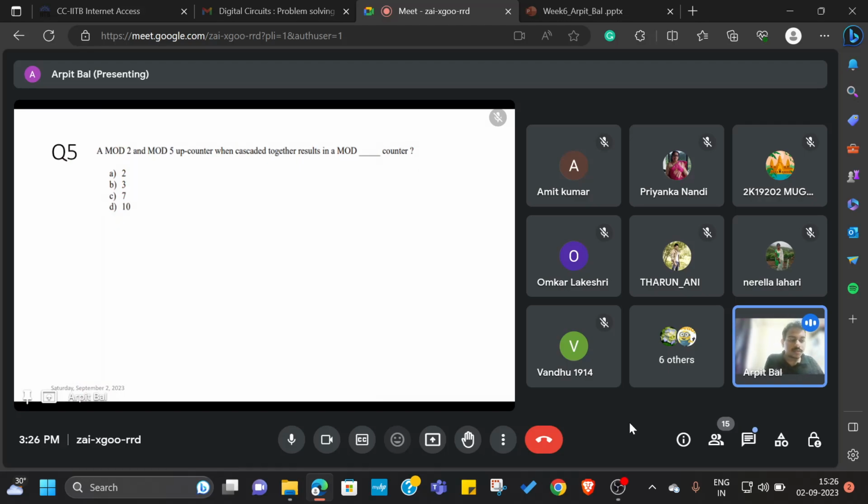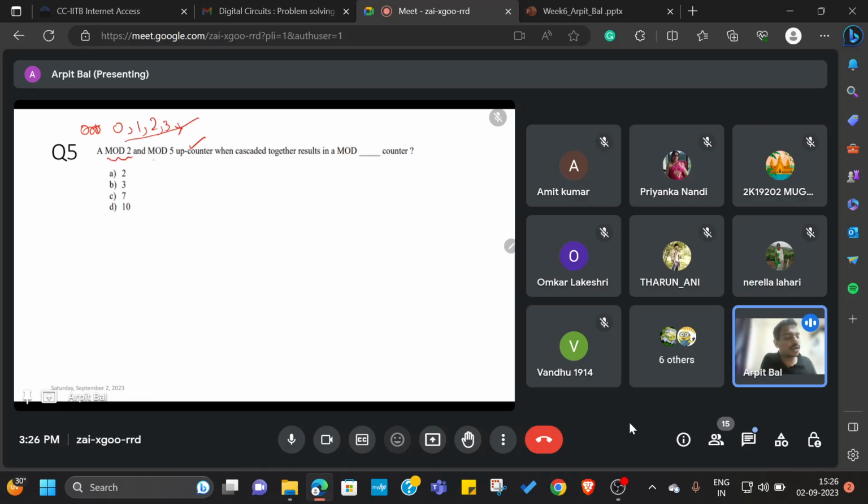In question number 5, what we are given is we have two counters. Up count: there are several forms of counters, and one of them is an up counter. An up counter counts in the upward direction, which means it will be incrementing. Let's say it starts from 0, then it goes to 1, then 2, then 3. So it is moving in an increasing direction, and that's why it is called an up counter.